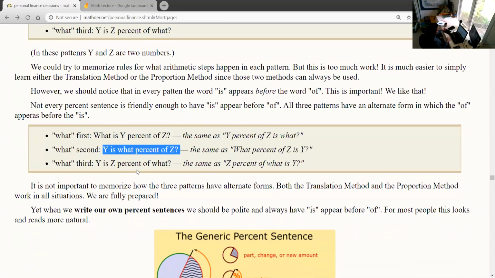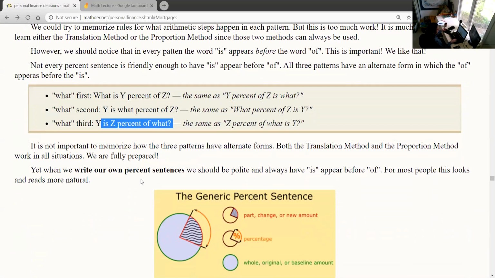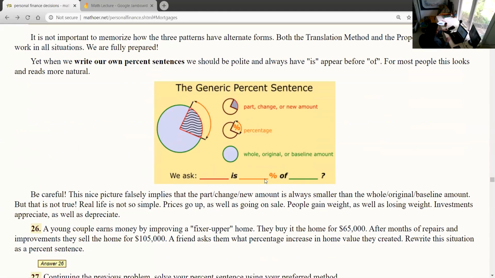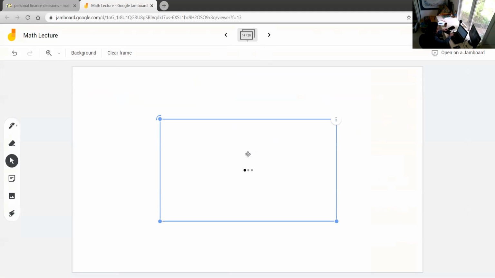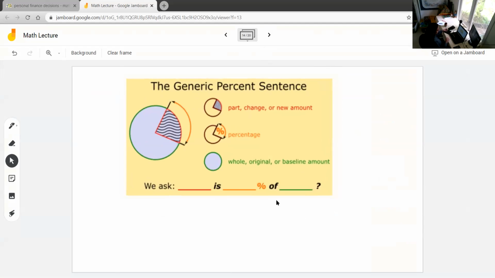Here's the smoother sounding English. Right? Slightly more awkward, slightly more smooth, which means when we write our own, it can look like Mad Libs. Blank is blank percent of blank. So this is your sort of concluding thing to go in your head. You will see this more when we meet again. But when I'm writing percent sentences, I have the power to always do it in this order. A blank, some part or change or new amount, is what percent, out of 100, of this whole or original or baseline pie that I'm talking about.